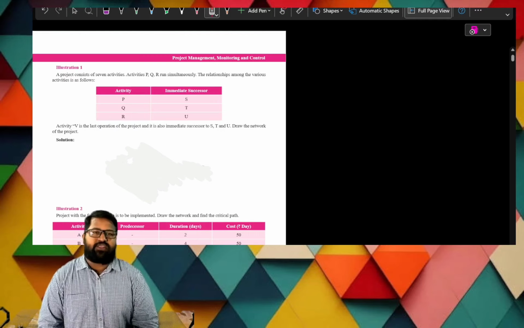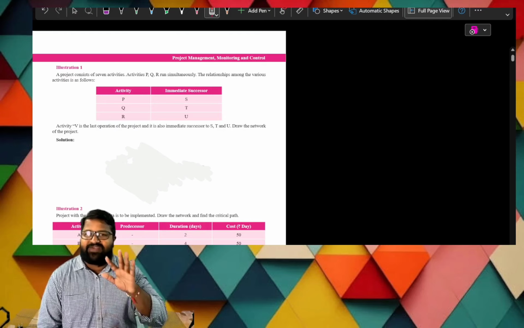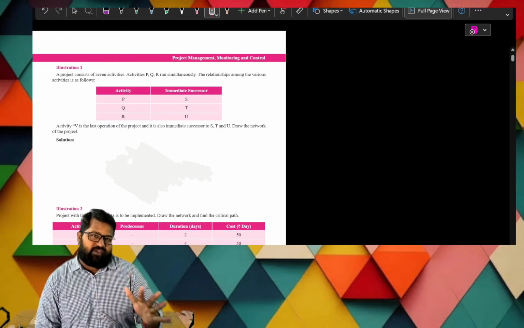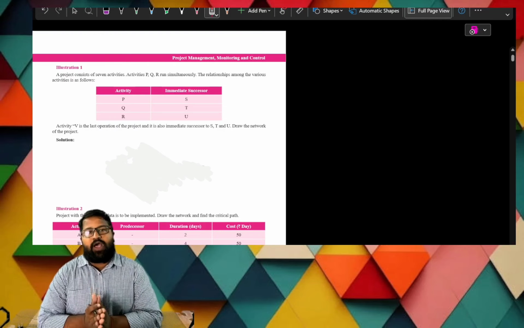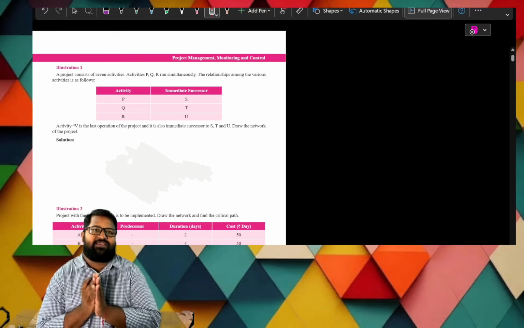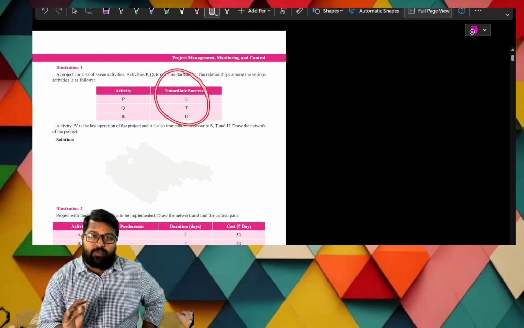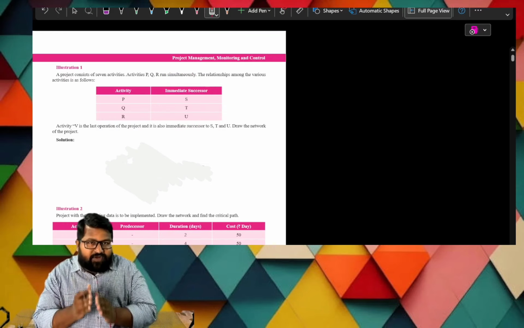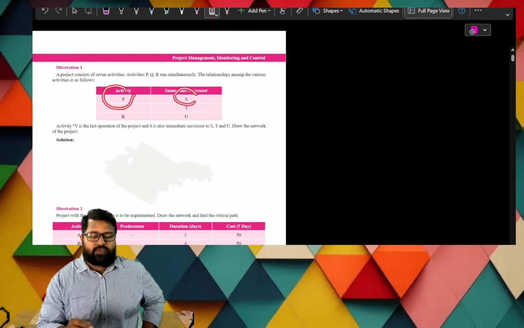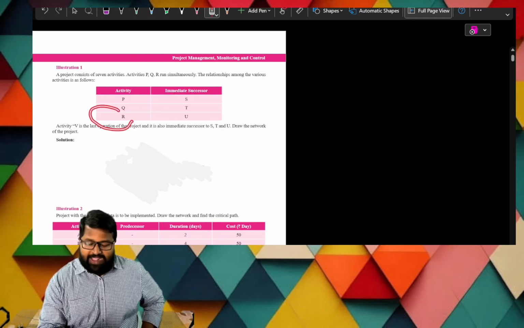First, we need to identify the number of activities. How many activities? There are 7 activities: P, Q, R, S, T, U and V. P, Q, R start simultaneously. He also gave the immediate successor, not predecessors. Immediate successor means after those activities. For example, after the completion of P, activity S will start. After the completion of Q, activity T will start. After the completion of R, activity U will start.